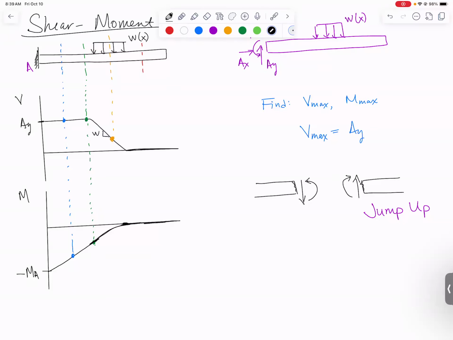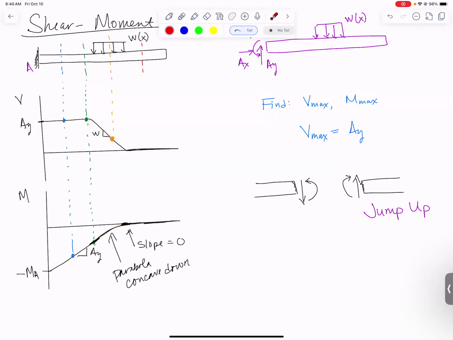But the point is that right here, the slope is Ay just like it was before. Right here, the slope is 0. And in between, it is a parabola that is concave down. The shear diagram is positive, which is why this is increasing. And because the shear diagram has a negative slope, it becomes concave down because these are related by a derivative. And if you wanted to know the moment at the orange location, you could come down here and find the actual moment on that curve.